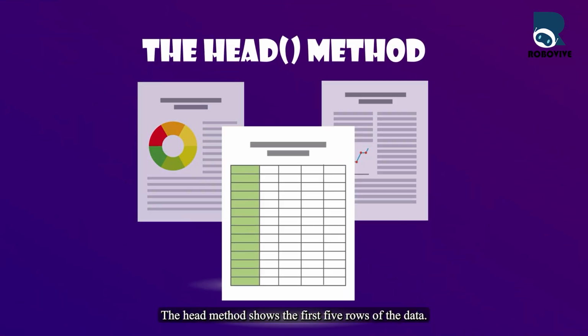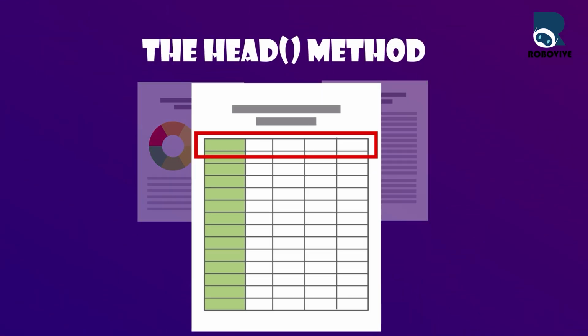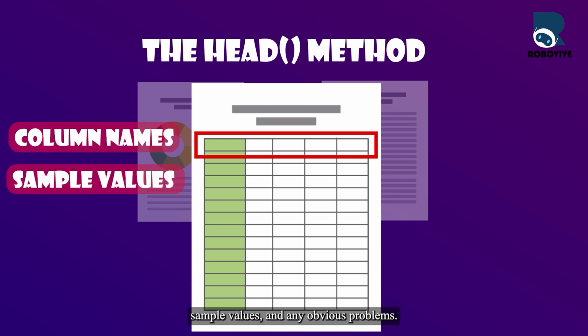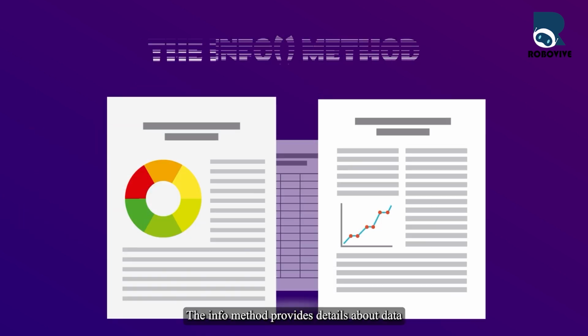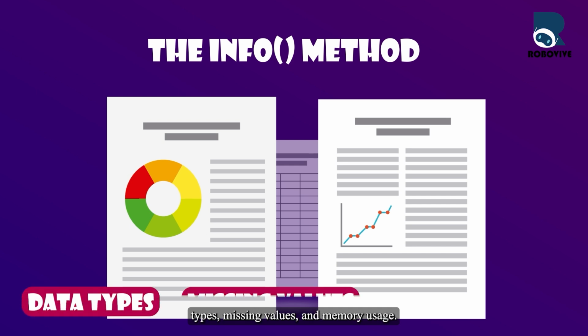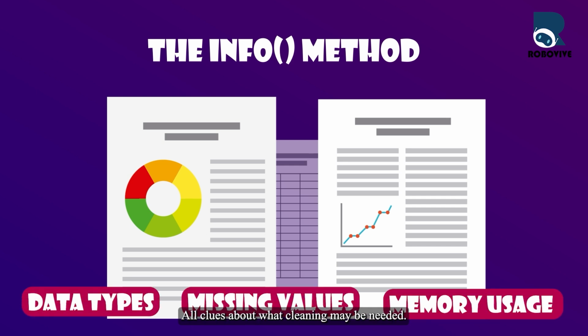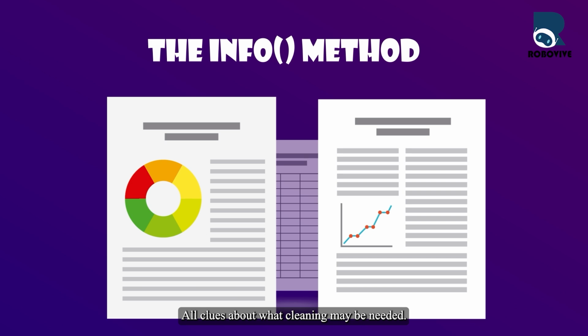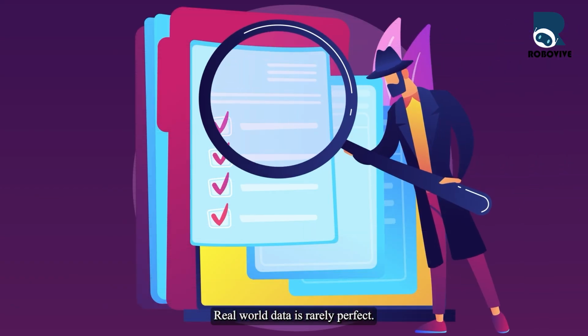The head method shows the first 5 rows of your data. This quick glance helps you check column names, sample values, and any obvious problems. The info method provides details about data types, missing values, and memory usage, all clues about what cleaning may be needed. Real-world data is rarely perfect.